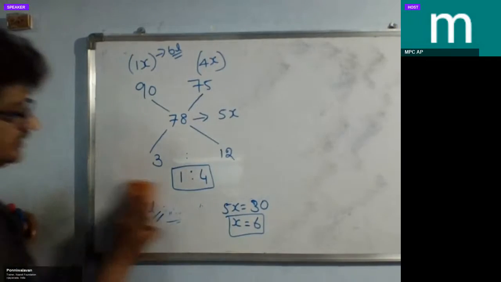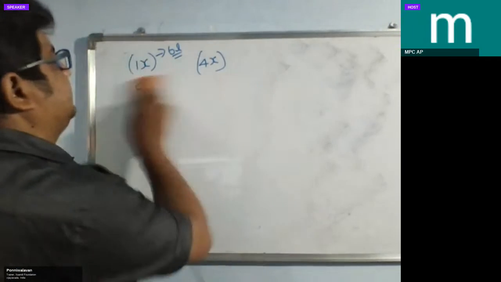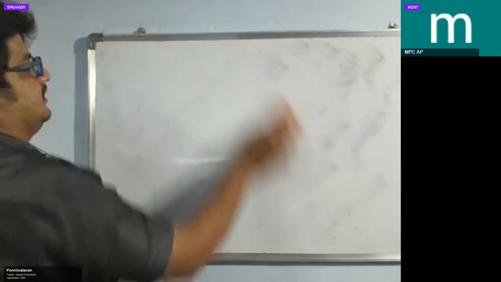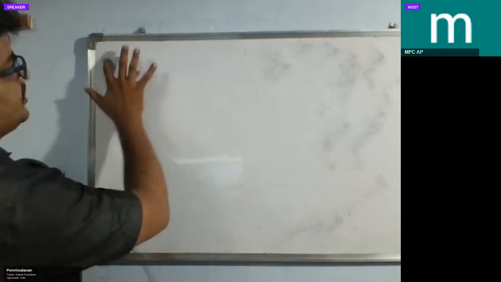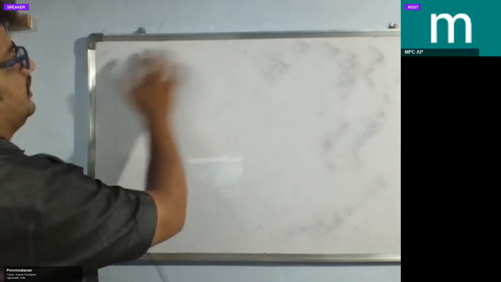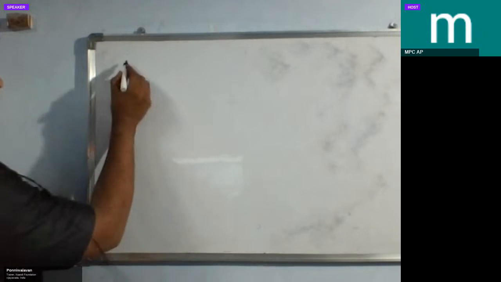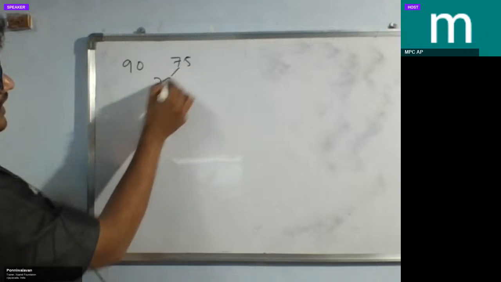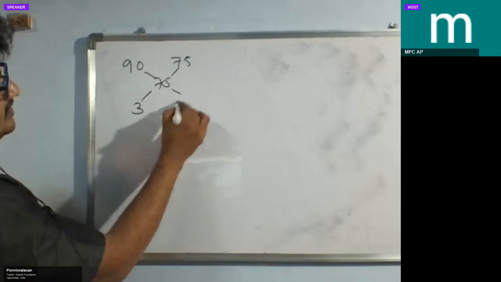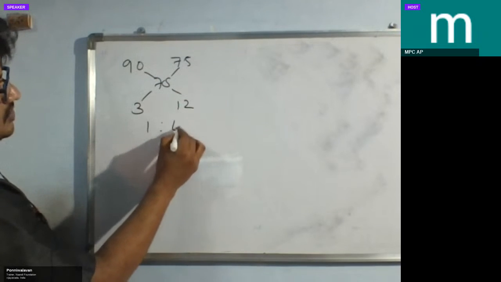Yes, I think this is the easiest method, because they didn't give these things, so it will be easier. Okay, I will do it in a fast manner. Listen: 90, 75, 78, and the differences are 3 and 12. So the ratio is 1 is to 4.